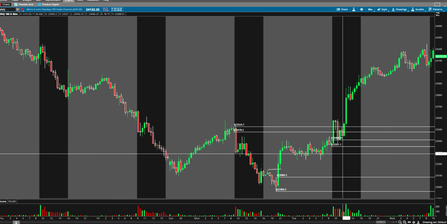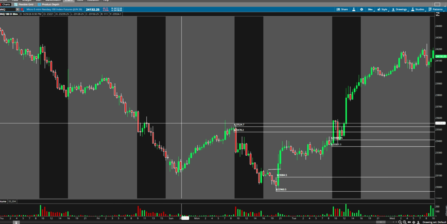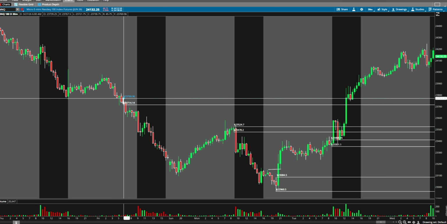So what we want to do from here is look left to see if we can identify any areas on the chart. So if we look left a little bit more, we can see that we have an area here, right?